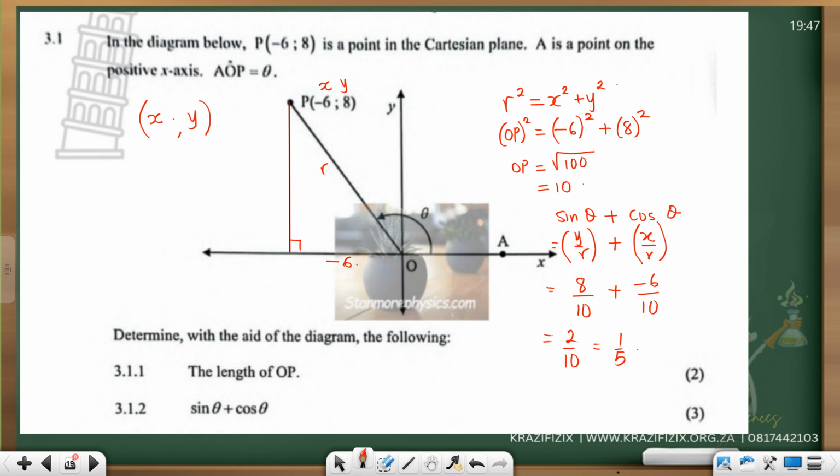Okay, and just know that we write x first. So x is negative 6, your y is 8. And then you have your Pythagoras, you're done. As long as you remember x over r, y over r, you are okay.